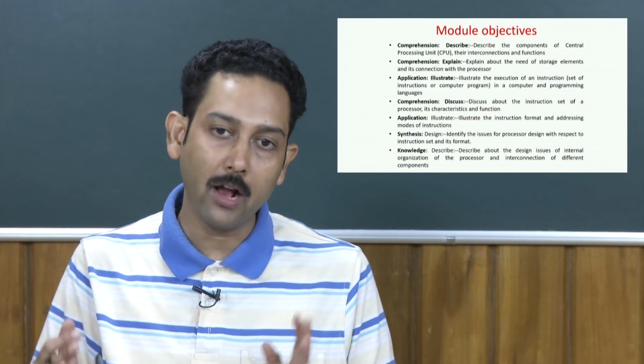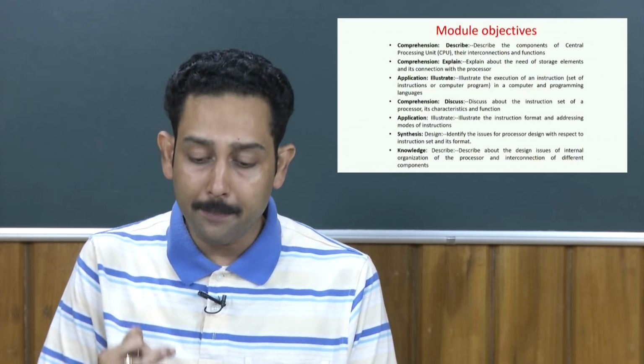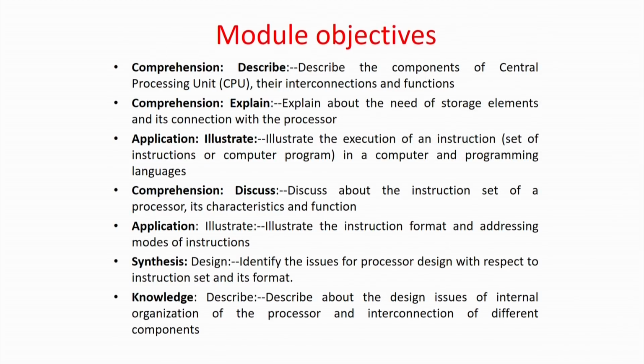Now, as this is a pedagogical method, we have to tell you the precise module objectives, that is, what you are going to achieve after you complete all the units of this module. First is the comprehension objective: you will be able to precisely describe the components of a central processing unit, their interconnection and functions. Secondly, you will be able to explain the need for storage elements and their connection with the processor. Storage elements include external memory and different types of registers. Some registers are storage built into the processor, so why such registers are required, you will be able to explain properly.